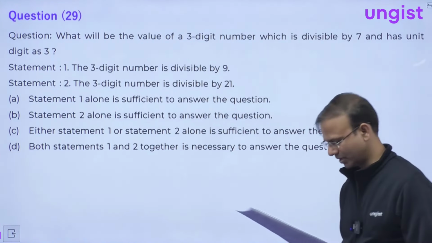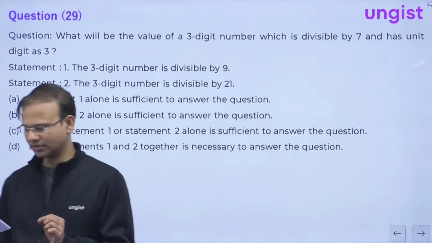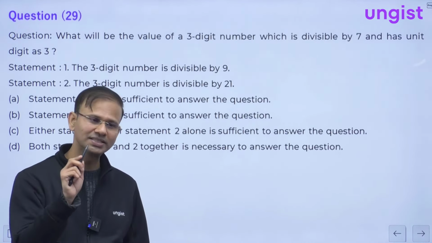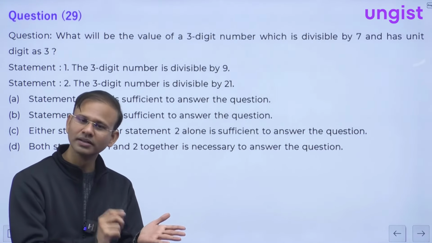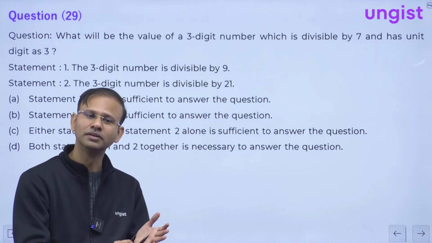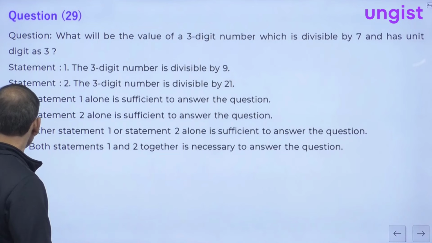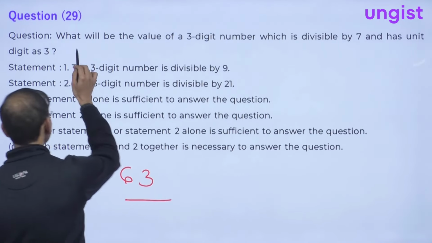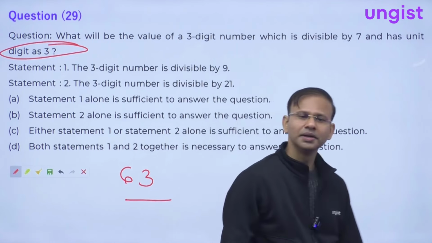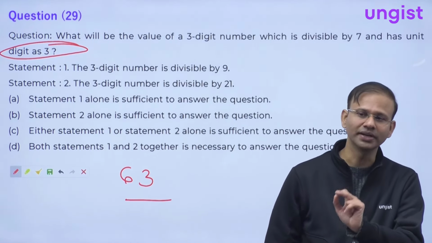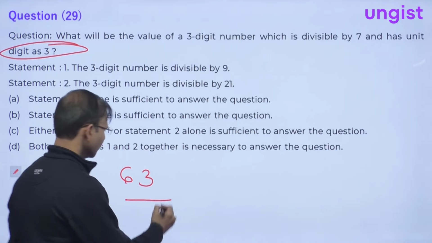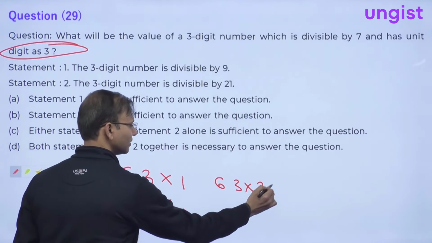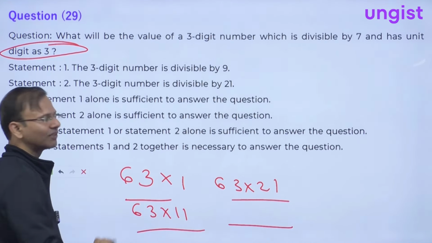Everyone, tell me one thing. The question statement is saying, what will be the value of a 3-digit number which is divisible by 7, and the first statement is saying the number is divisible by 9. It means 9 into 7, which is 63. Just think on it: a number which is divisible by 63 and has the unit digit as 3, right? It means what? Look, 63 into 1, 63 into 11, 63 into 21, right? All these will give you 3 as the unit digit. Yes or no?